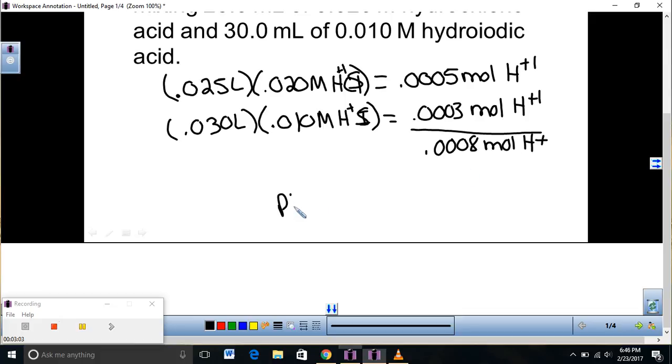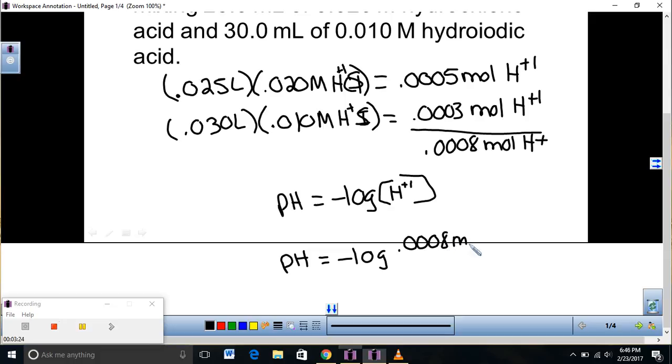Well, to find the pH is the negative log of the hydrogen ion, but it's not in moles. The formula is pH is a negative log, and the brackets means molarity. So I have to have this in molarity. Well, that's moles. So I got to take the pH of that in molarity, which is your moles, 0.0008 moles of hydrogen, divided by the total volume.